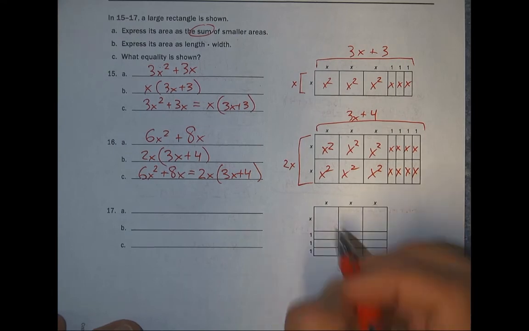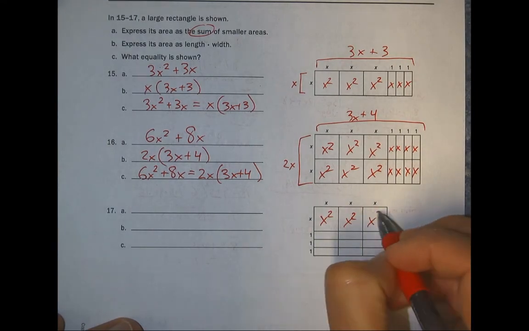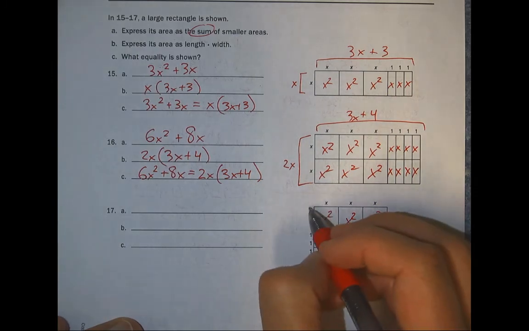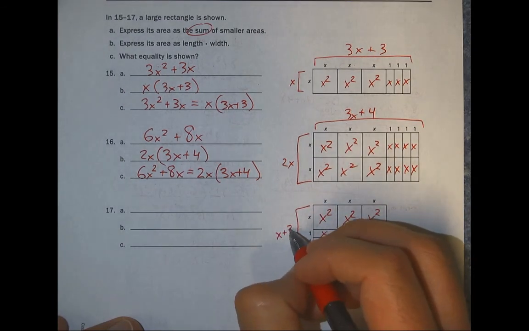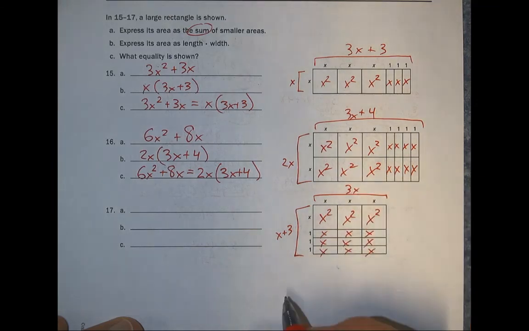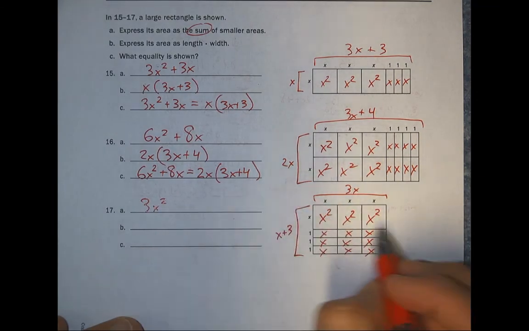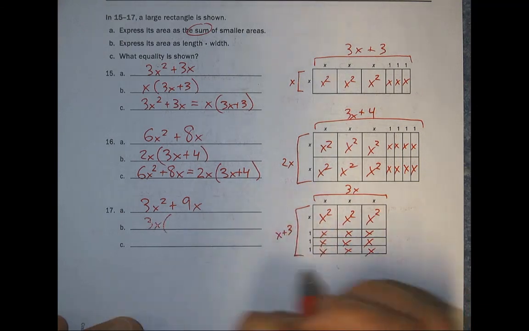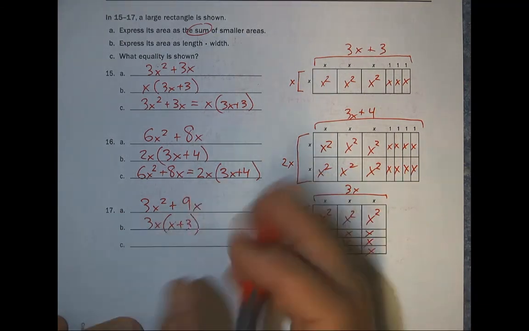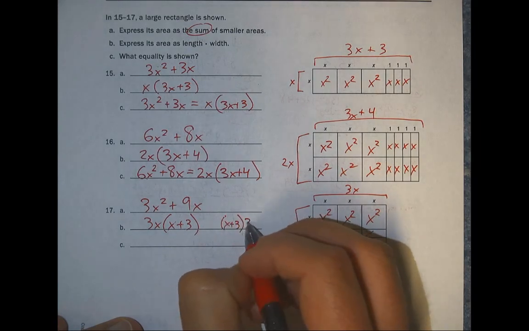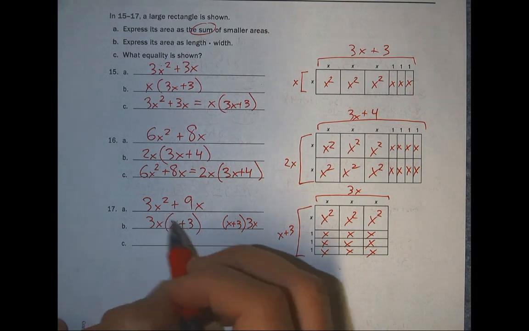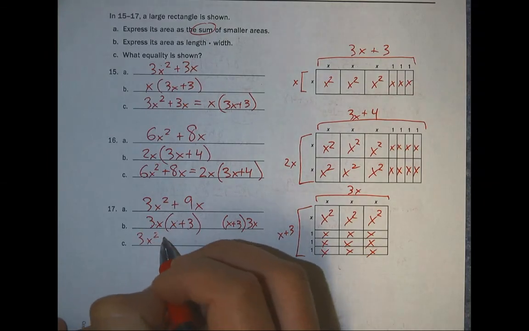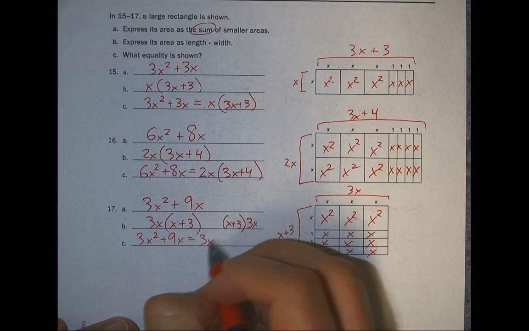Okay, and 17. These are all x squareds, and these are all x's. You start to get the hang of this. It's a little different at first, a different way of thinking about it. So this is x plus 3. This is 3x. So adding them up, that's 3x squared. And then I've got 9 x's. And multiplying, this is 3x times x plus 3. And just so you know, you can write it the other way around: x plus 3 times 3x. That's fine. And double check yourself. 3x times x is 3x squared. 3x times 3 is 9x. So I've proven that these are equal. And that's what we're going to write on the last line, that these equal each other.